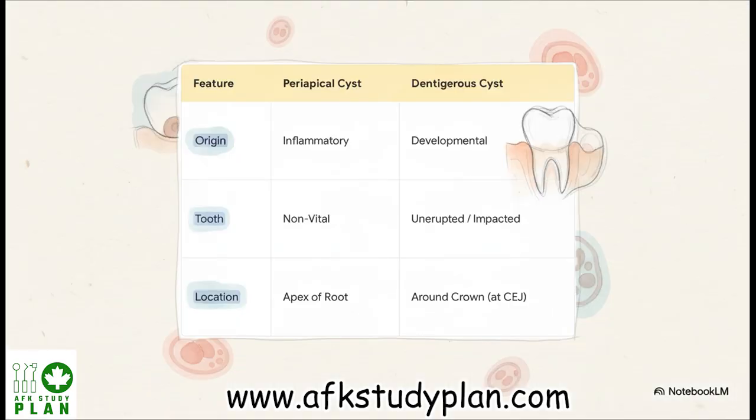This table just puts it all together perfectly. For the exam, you've got to have this down cold. You see periapical, you think inflammation, non-vital tooth. You see dentigerous, you think developmental, unerupted tooth. Nailing this distinction is going to get you a lot of points.